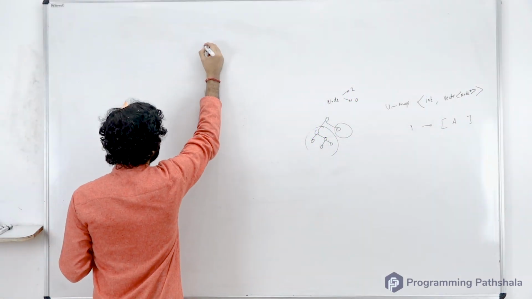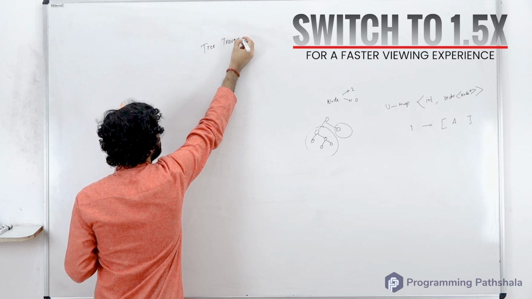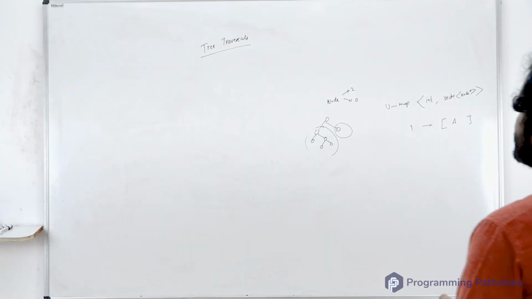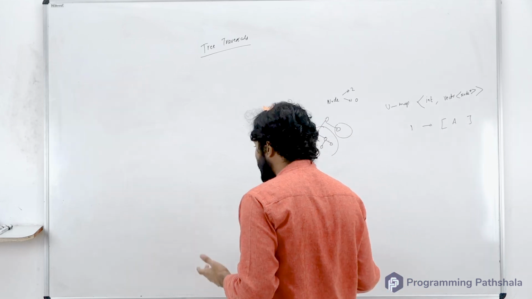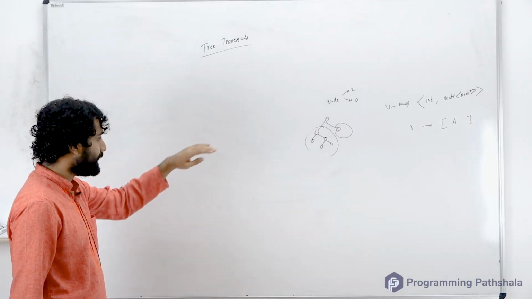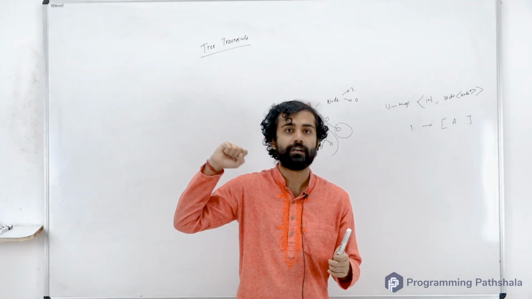We are now going to learn it formally. So we are going to call it tree traversals. Traversing a data structure is a very important thing that you have to do whenever you are learning a data structure. It is very easy to traverse an array.